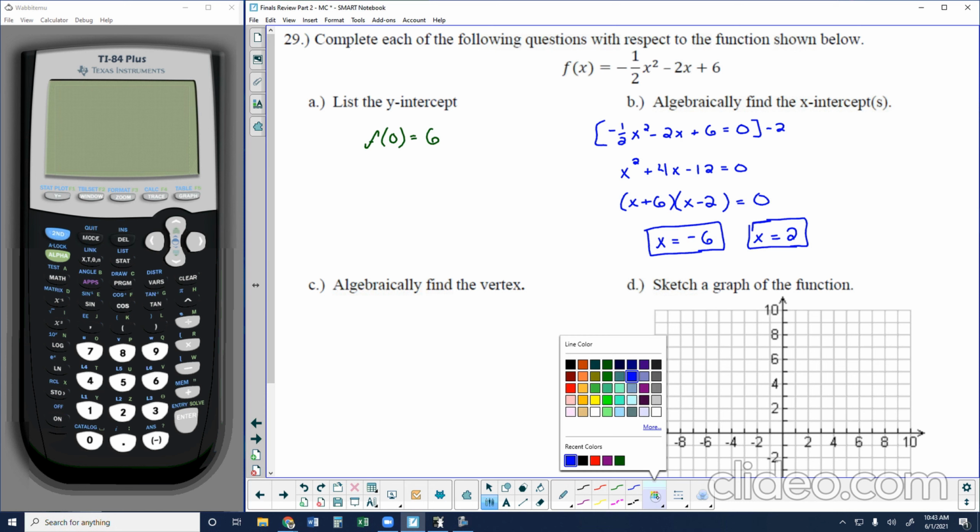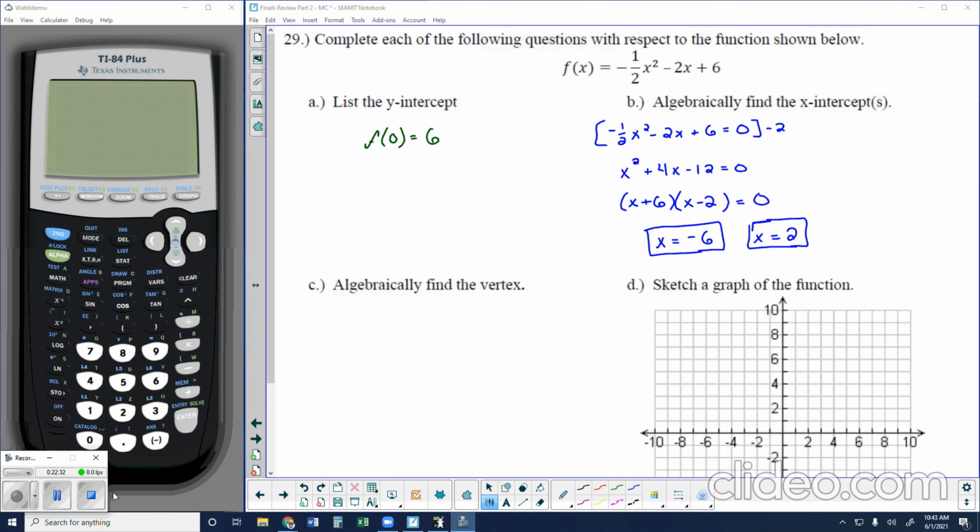Algebraically, find the vertex. So there's a couple of different ways that we can find the vertex algebraically in part C. We can rewrite the equation into vertex form using completing the square. But a shortcut, if you remember back to earlier this year, is to find the vertex using the vertex formula. So the vertex is (h, k), where h is equal to negative b over 2a, and k is equal to, in this case, f of h.